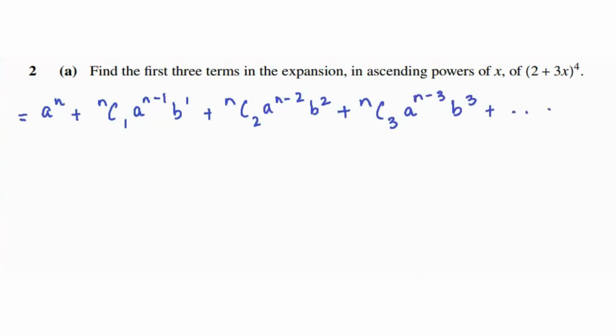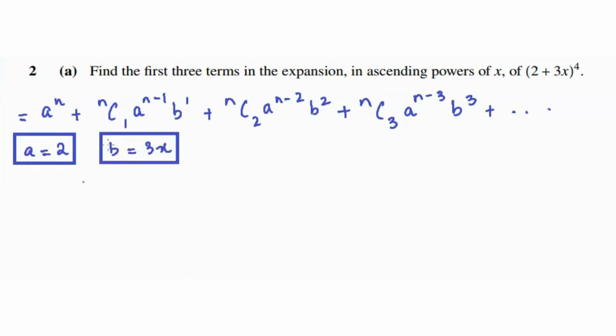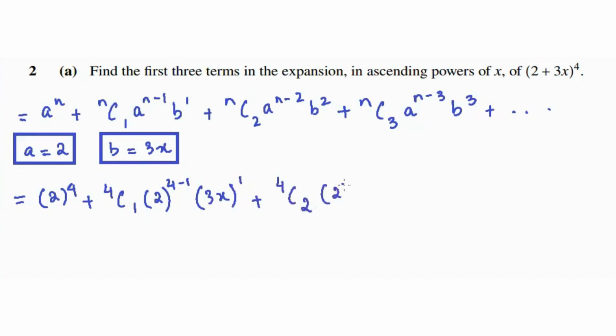Before we start solving the question, we need to write what the values of a and b are. a is 2 and b is 3x. So now let's substitute the values in the formula. It's going to be 2^4 + 4C1 times 2^(4-1) times (3x)^1 + 4C2 times 2^(4-2) times (3x)^2.